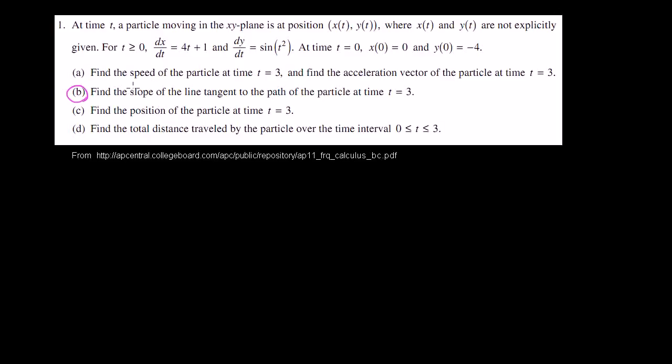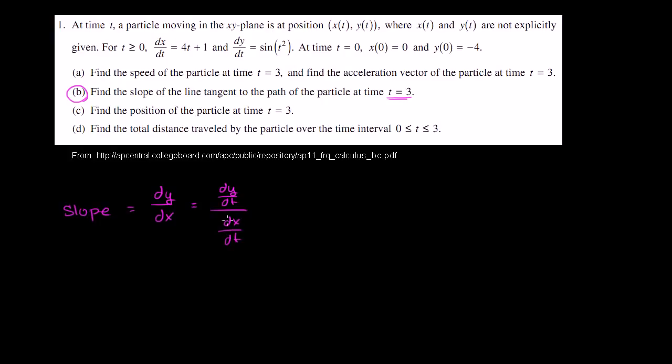Part B. Find the slope of the tangent line to the path of the particle at time t equal to 3. So the slope of the tangent line is just going to be equal to the rate of change of y with respect to x at that point. And this is the same thing as dy/dt over dx/dt.